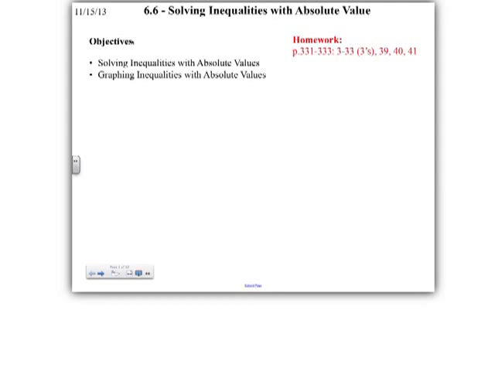Good evening. This is 6.6, solving inequalities with absolute value. So yesterday we talked about solving equations with absolute value, and tonight we're going to talk about inequalities.